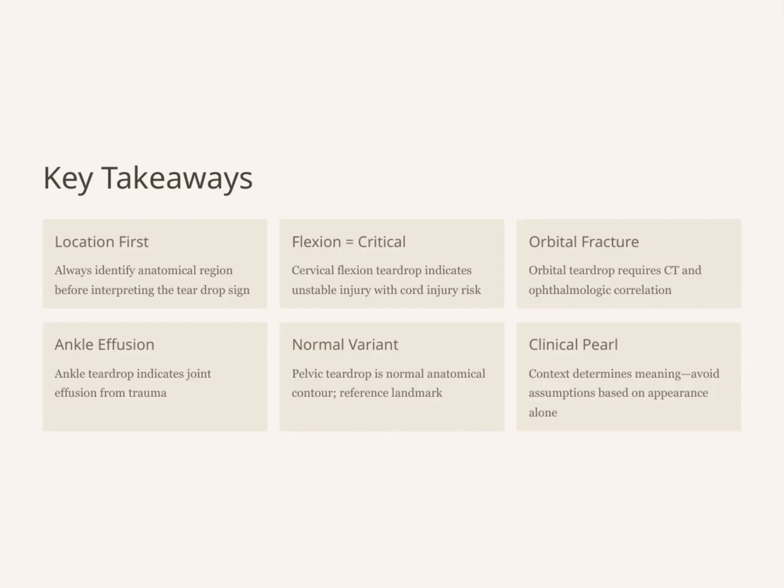When it comes to orbital fractures, the orbital teardrop sign requires further investigation with a CT scan and ophthalmologic assessment. It's not enough to just see the sign. You need to correlate clinically and radiologically. In ankle injuries, an ankle teardrop suggests joint effusion resulting from trauma. It's a helpful indicator of swelling inside the joint, which can influence your management approach.